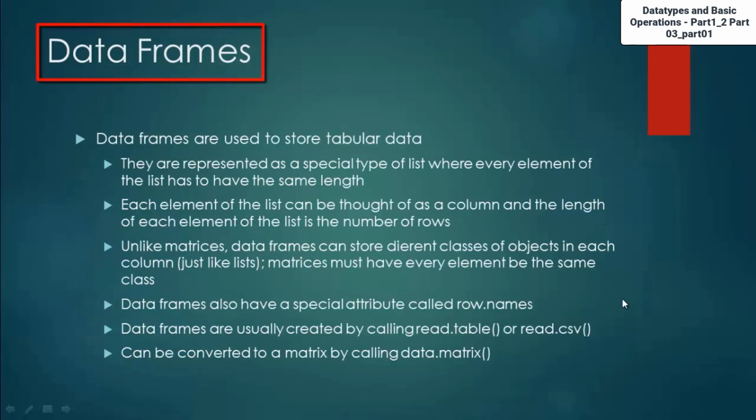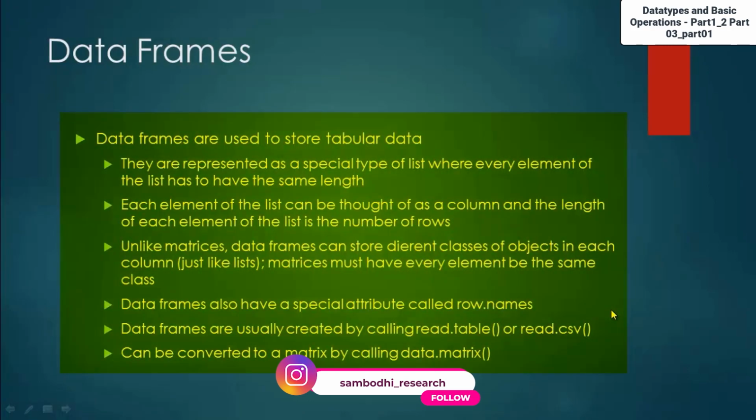Now we'll move on to data frames. Data frames are used to store tabular data. So when you have a table of values which contains multiple columns and you want to add it into the data set of R, the object that you have to use is data frames. These are represented as a special type of list where every element of the list has to have the same length. As we saw earlier, a list is a set of vectors which can have different classes of objects, but here a data frame is a special type of list. Every element of the list has to have the same length.